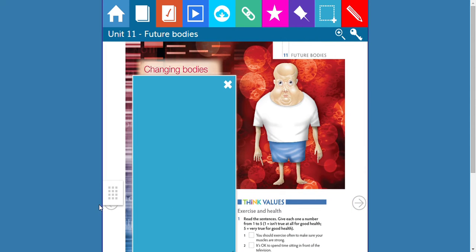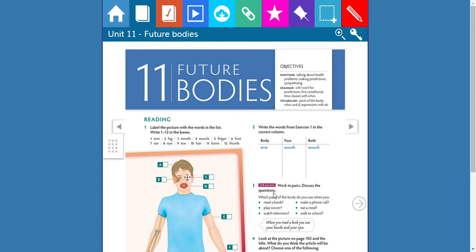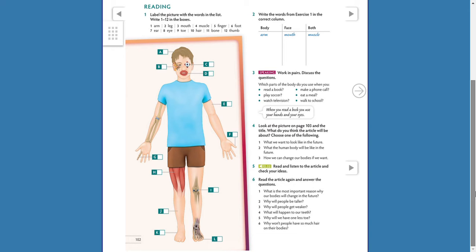So let's see. Let's go back to the activity. Here it says, I repeat, it says, look at the picture on page 103 and the title. What do you think the article will be about? Choose one of the following ideas.